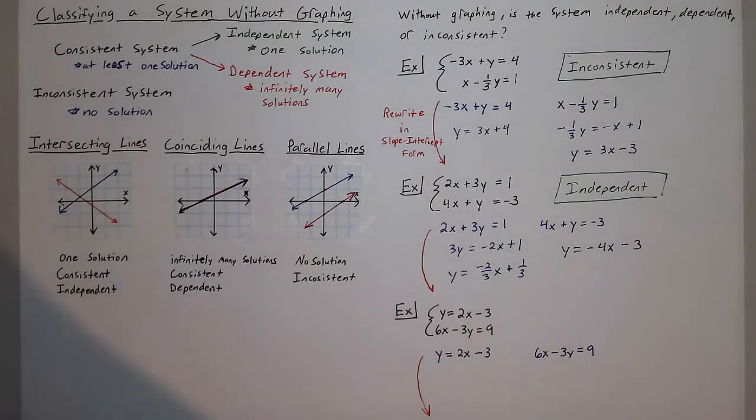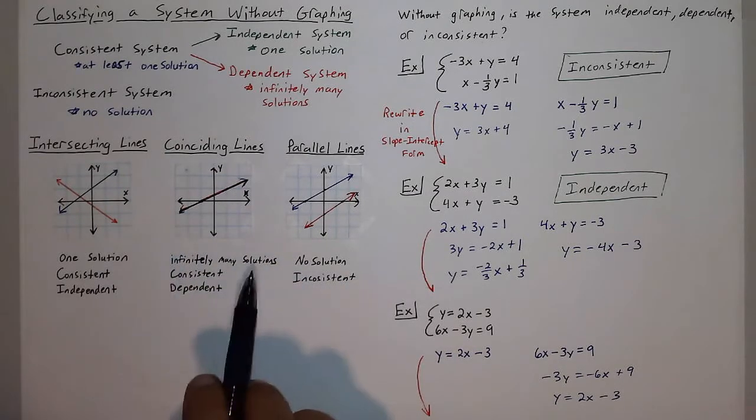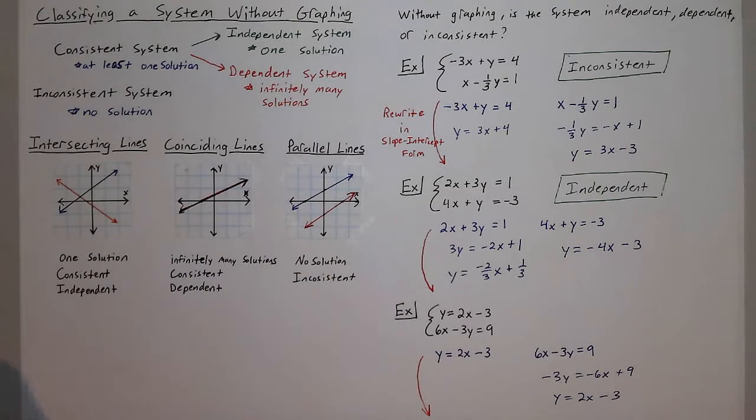And for our last example, we have y is equal to 2x minus 3 and 6x minus 3y is equal to 9. One of these is already in slope-intercept form, but the other one is not. So we will subtract 6x and then divide by negative 3, giving us y is equal to positive 2x minus 3. And you'll see here we end up with the exact same line, which means they'll be coinciding, intersecting an infinite number of times. So this is a dependent system.